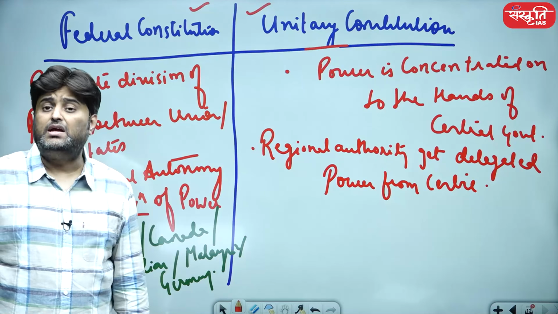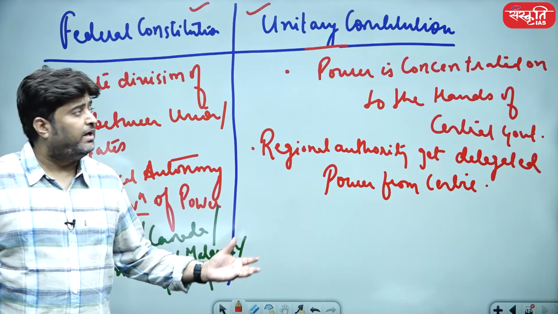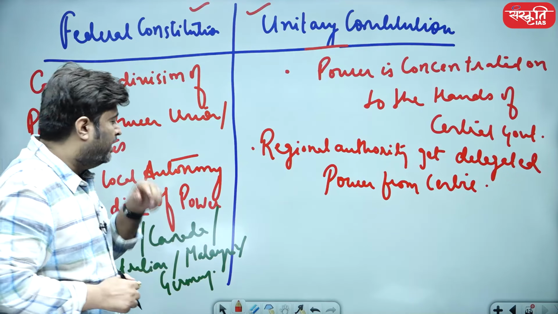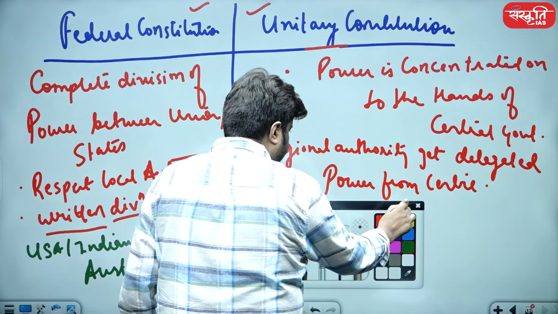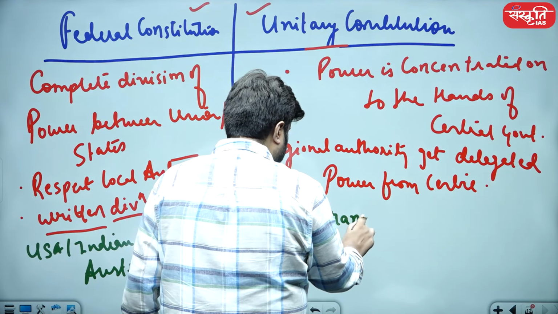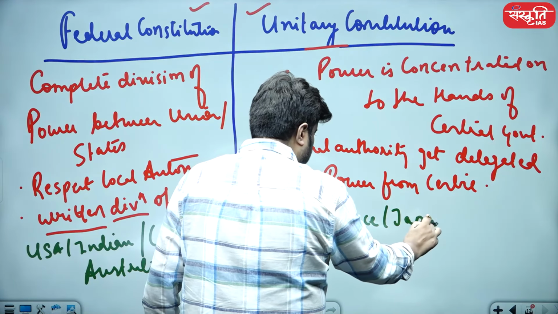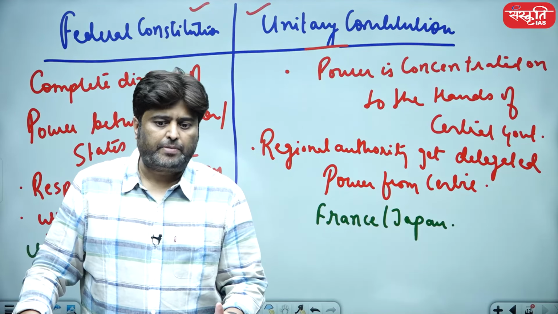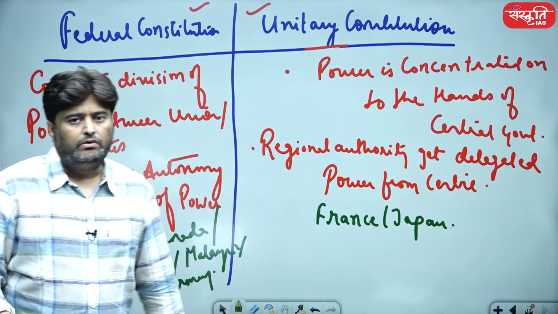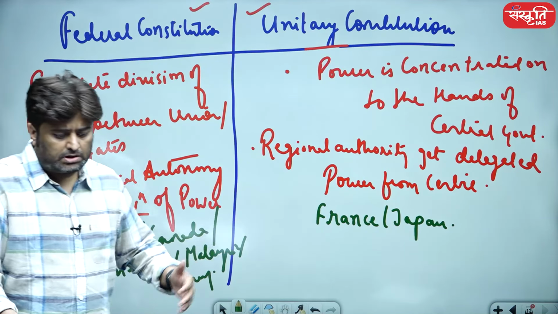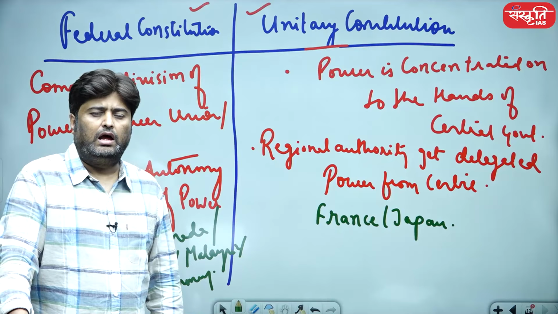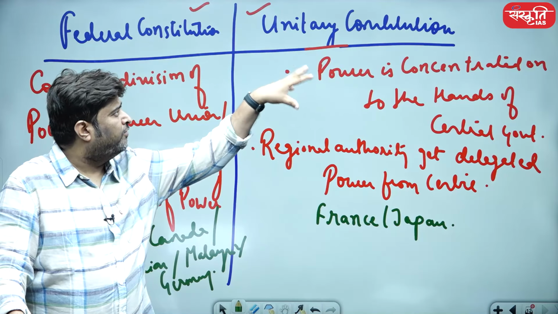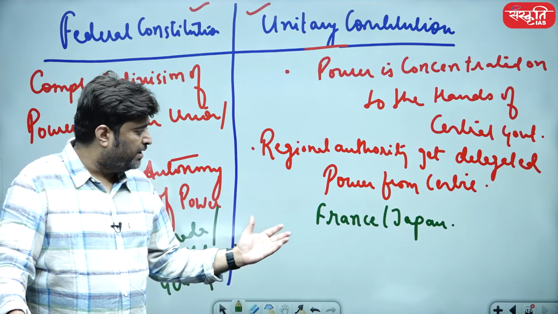And what are the primary examples of it? The primary examples of the unitary constitution where more power is concentrated into the hands of center are France and Japan. The Constitution of France, Constitution of Japan are considered to be the primary examples of the unitary constitution itself. There are some other constitutions as well. For example, Constitution of Sri Lanka, Constitution of Singapore, up to a certain extent Constitution of Britain. They all are considered to be examples of having a unitary purpose. Primary examples are France and Japan.